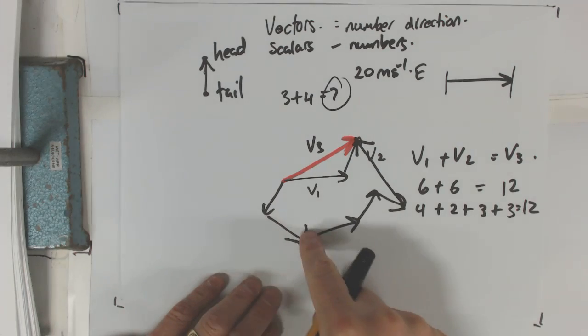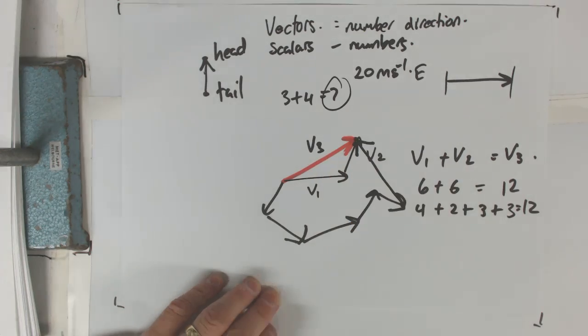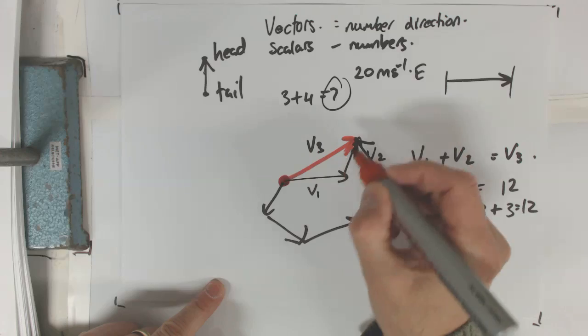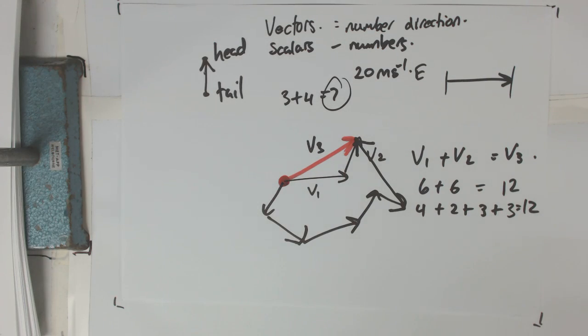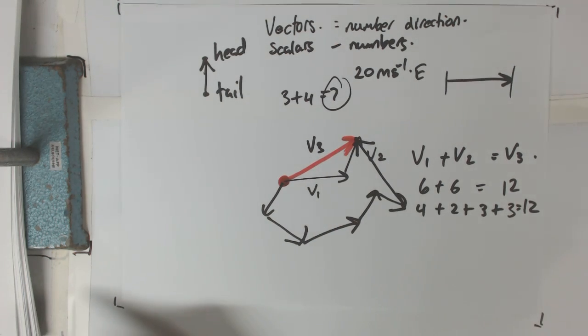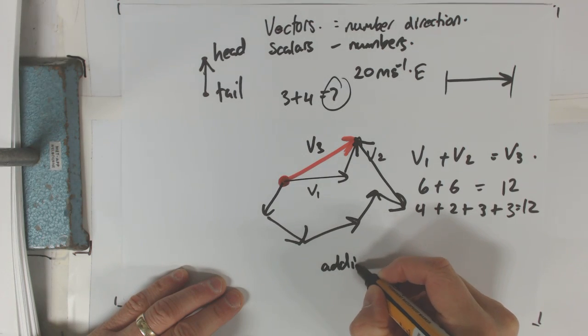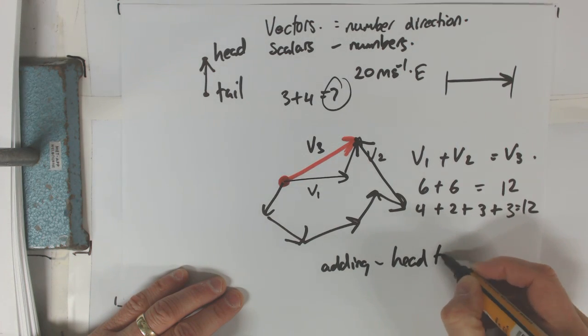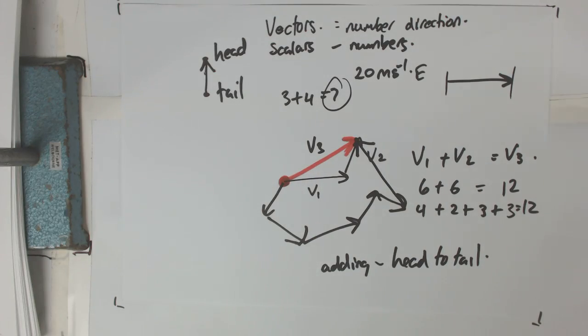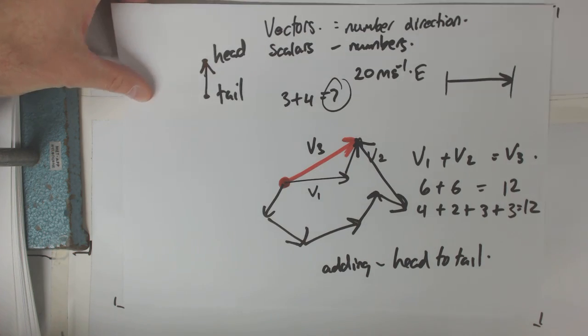But I've joined them all head to tail. And then when you want to know the sum, you go from where you started the little chain of vectors to where you finished up the chain of vectors. And so that becomes your sum. So you can sum up as many vectors as you like. We often are just using 2. So that's adding vectors. Adding vectors is head to tail. And the red one there is our resultant vector, or what they all added up to.